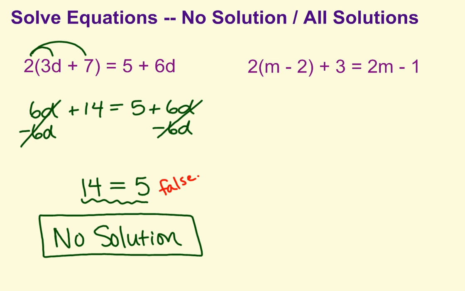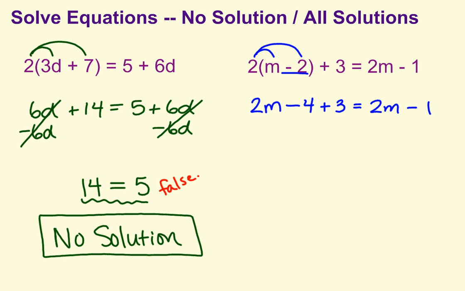Alright, moving on to the second example. Again, we don't really know what's going to happen with this, so we just start solving. I see some parentheses, so we'll go ahead and distribute. 2 times m is 2m. And then you have 2 times, that is a negative 2 right there, so that's a negative 4. Bring down your plus 3 equals 2m minus 1.